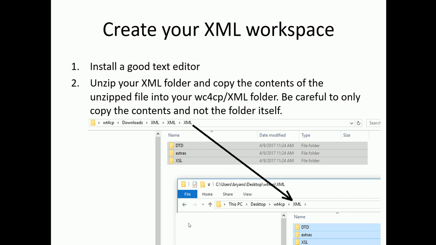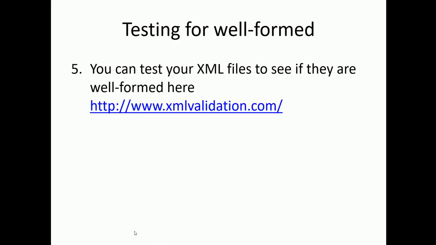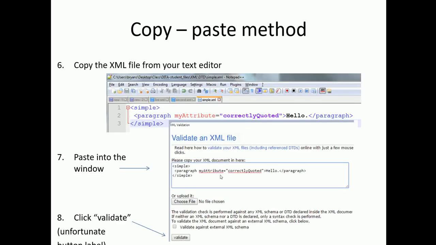Create your XML workshop, install a good text editor, unzip your XML folder, and copy the contents of the unzipped file into your Web Tools for Content Providers XML folder. Be careful to only copy the contents and not the folder itself. That can be kind of tricky. The next step then will be to navigate to that directory and open simple.xml in a text editor, and I'll show you how to do that.